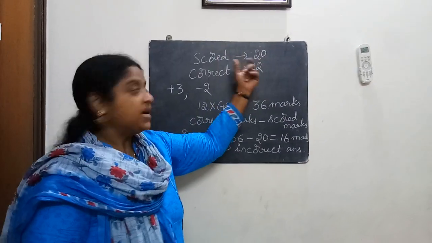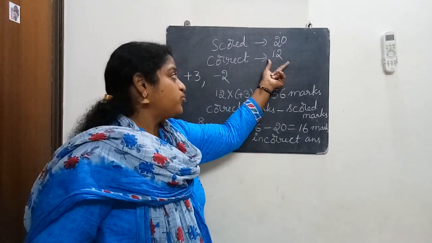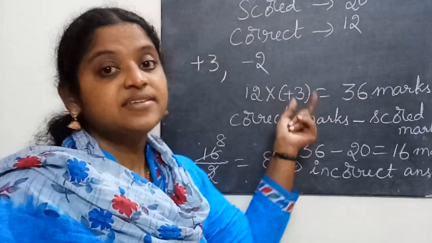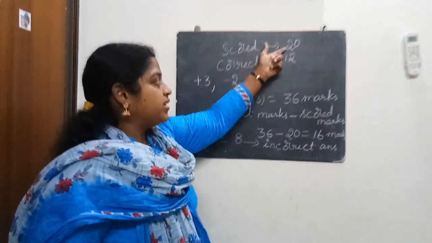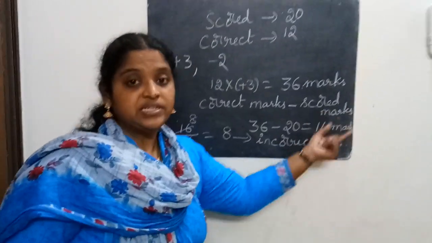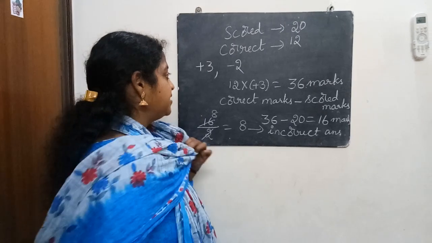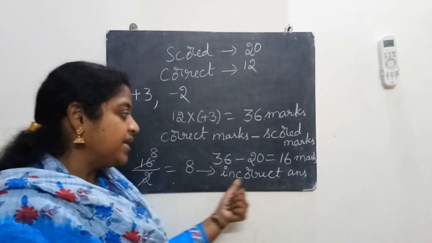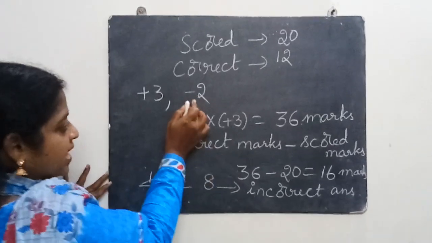Radhika scored 20 marks and she has written 12 correct answers. For 12 questions she should get 36 marks because each correct one gets 3 marks. So the total marks should be 36, but she scored only 20. So what about the remaining marks? 36 minus 20, you will get 16 marks she lost. So where did she lose these 16 marks? You have to check the incorrect answers. Divide this 16 by 2, so you'll get 8. That is 8 incorrect answers, and each question carries minus 2 marks.